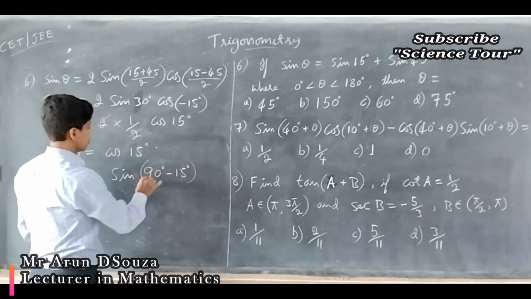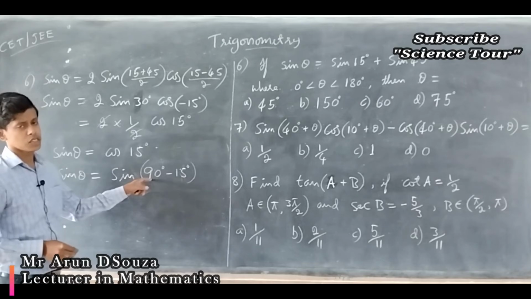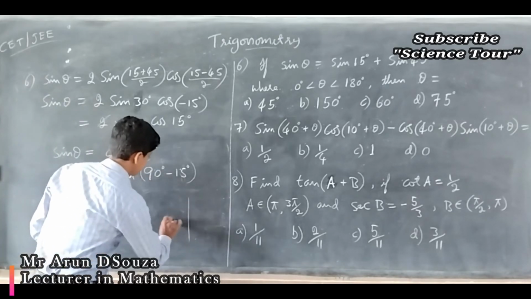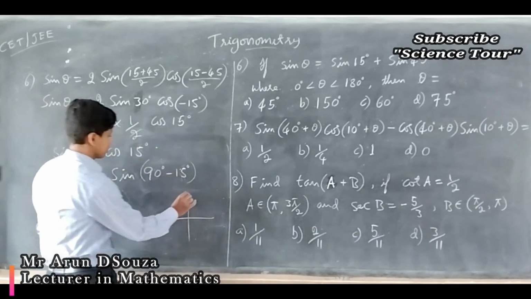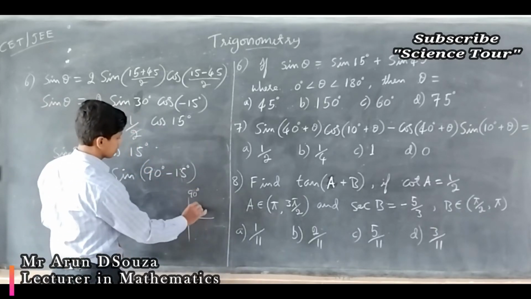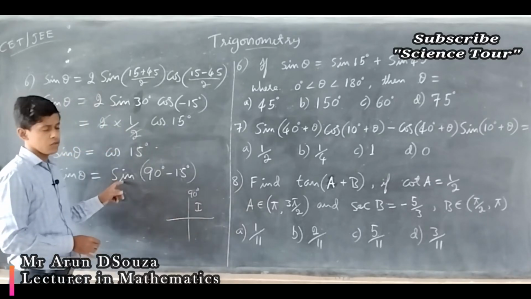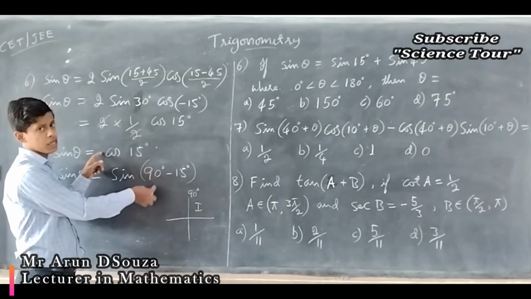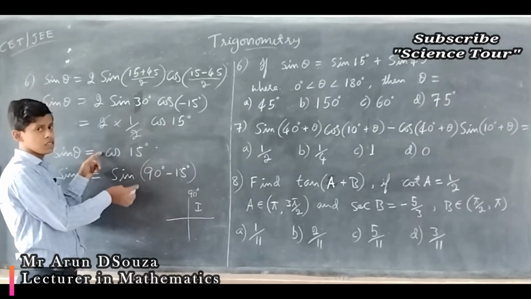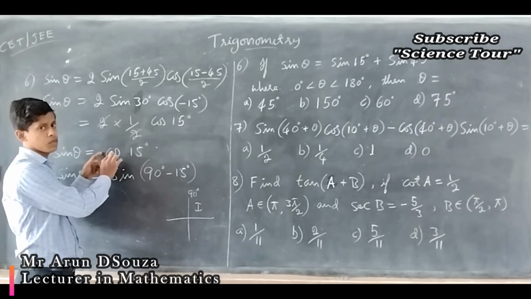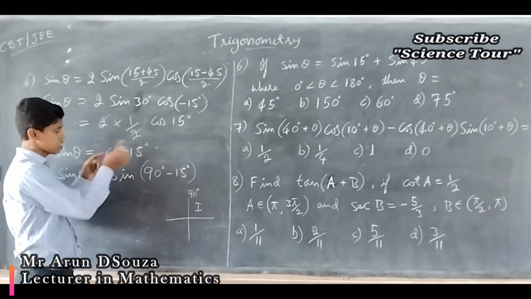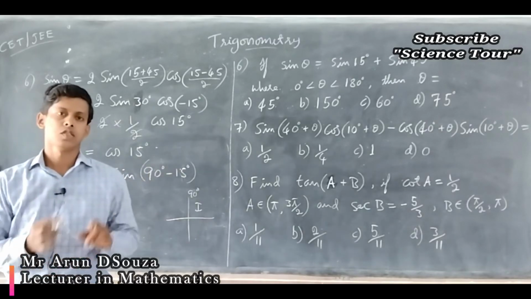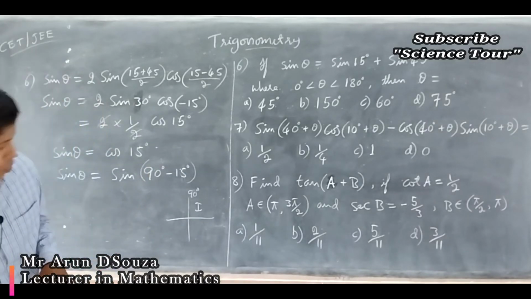Why minus? Because I'm going to the first quadrant. In the first quadrant you will have sine positive. So in sine 90 minus, minus is in the first quadrant, sine is positive, therefore plus. And if you have 90 and 270, pi by 2 and 3 pi by 2, sine will change into its co-function cos. So sine 90 minus 15 is cos 15. So cos 15 is sine 90 minus 15. You should understand the reverse way also.